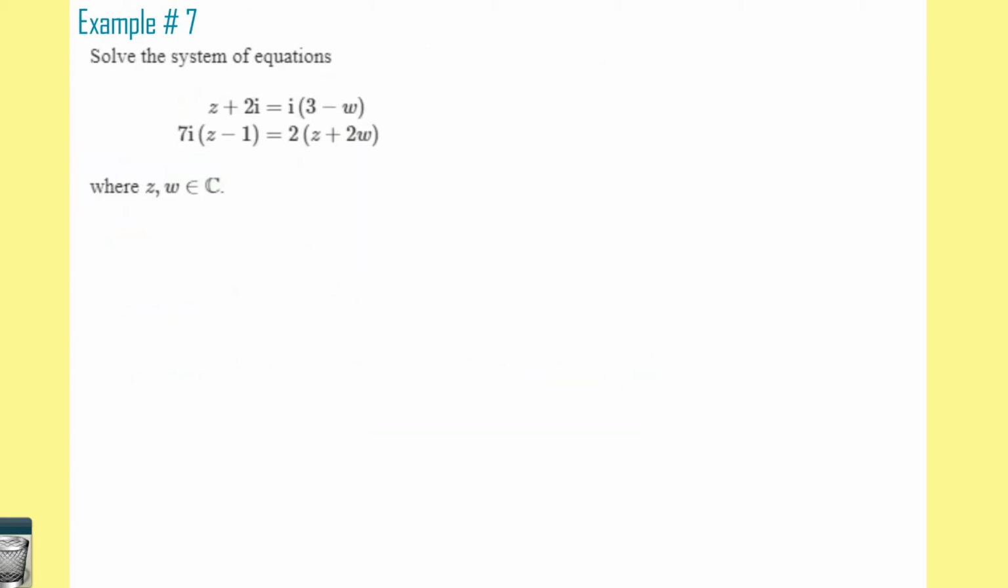Okay, example 7, solving systems. You can do this with substitution or elimination. I think this might be pretty easy with substitution. So moving the 2i over, in case you forgot, we're going to get z equals, and I'm going to distribute that i too, so 3i minus wi minus 2i, and I'm going to plug that in.